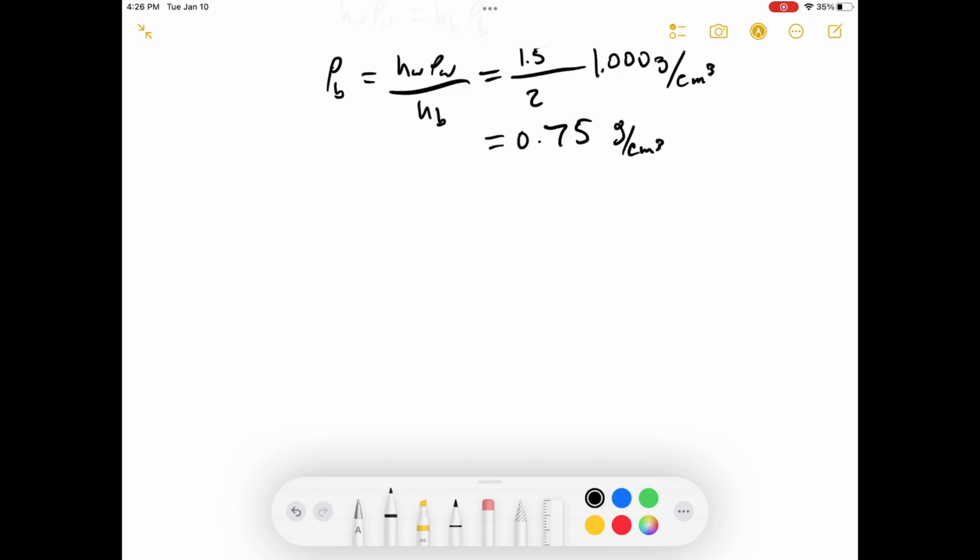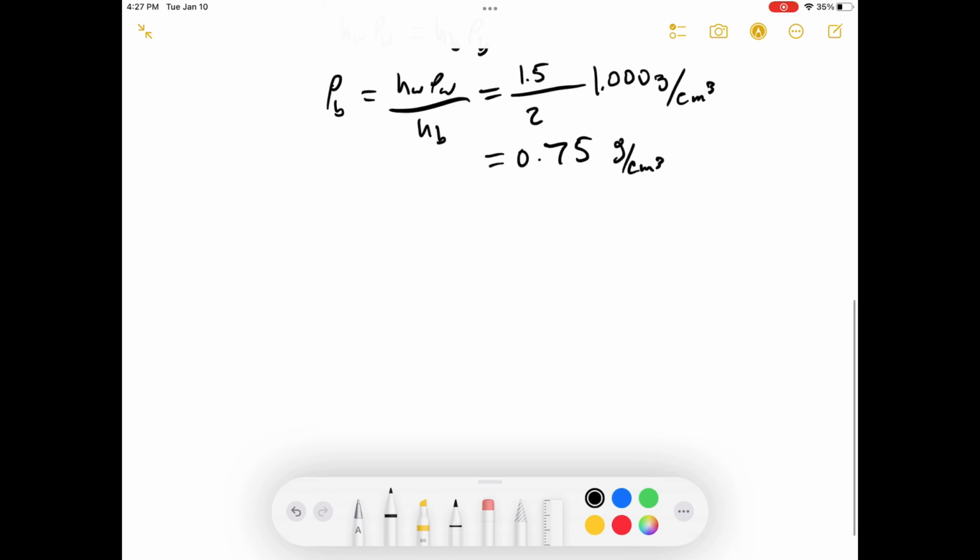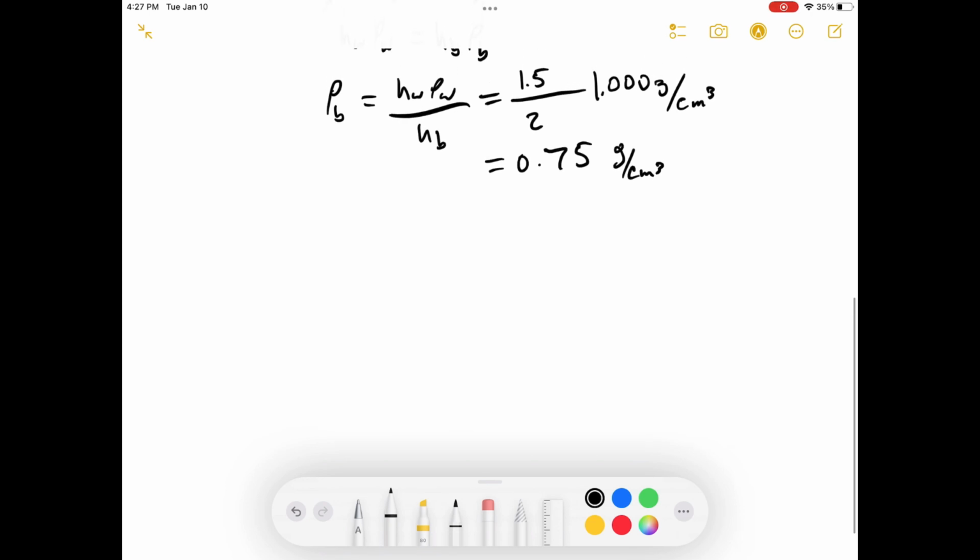So aqueous solution means it's a mixture. So it's water with something in it. They don't tell us what it is, but whatever it is, it's changing the height of the block. So it changed the density when they mixed the water with whatever this other element was. And so we just do this calculation backwards, basically, to figure out what the height of the block in the solution is.